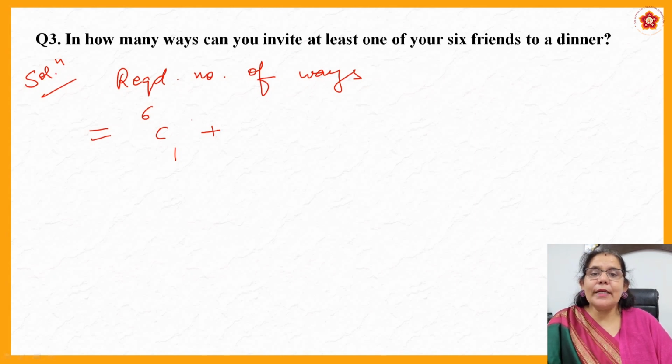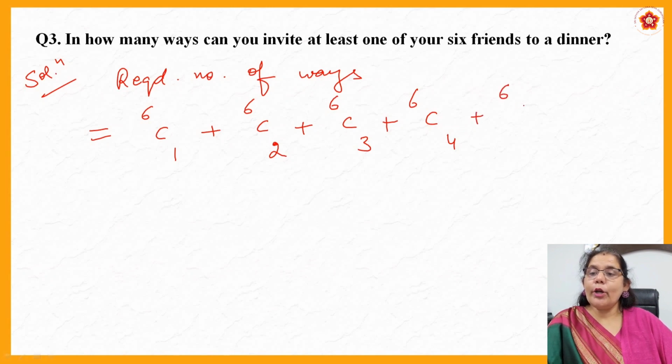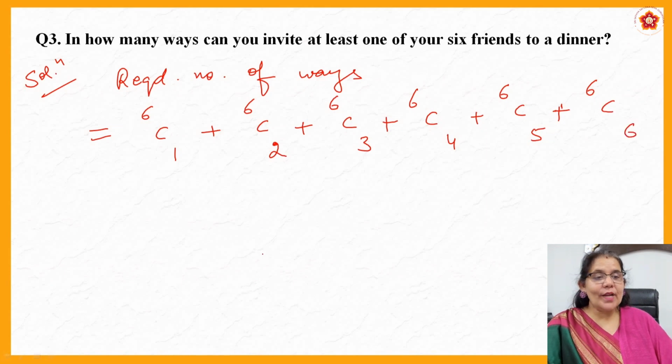Now second possibility, out of your 6 friends, you want to invite 2 friends. So in how many ways can you invite 2 friends? 6C2. Similarly, you can invite 3 friends, or you can invite 4 friends out of 6, or you can invite 5 friends out of your 6 friends. And the last possibility is you invite all 6 of your friends.